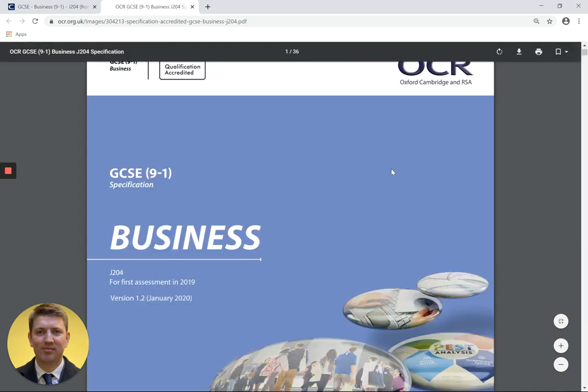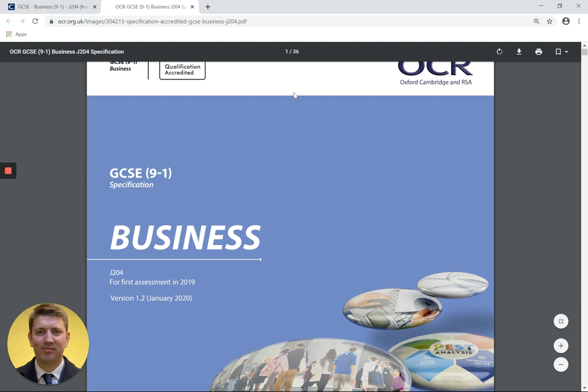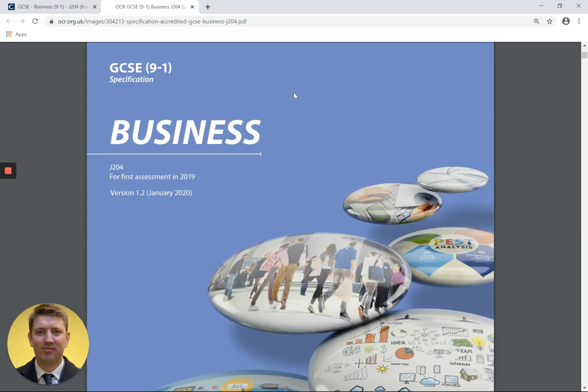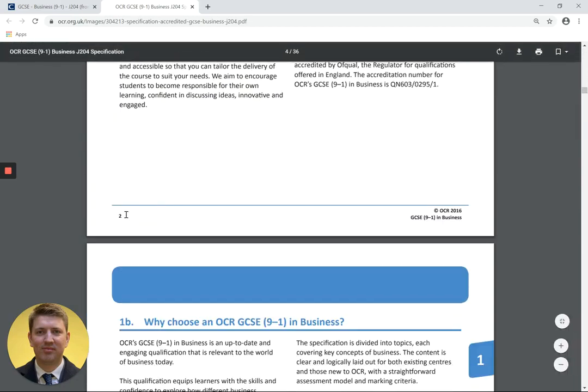So this is the OCR specification. I appreciate it's 36 pages and a lot of it is not really worth your time to read, but there are a few things in here that are really important that I just want to draw your attention to. Now, one thing that is annoying about the specification, if you have a look at the page numbers, it says 2 on there, but it says 4 up there. So what I'll do is I'll just focus on the page numbers at the top up here, okay?